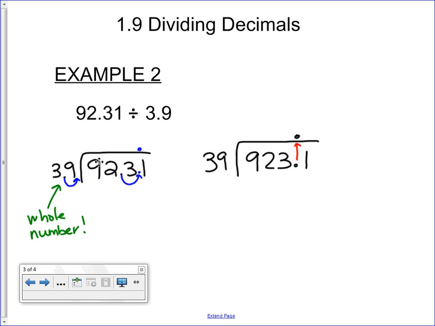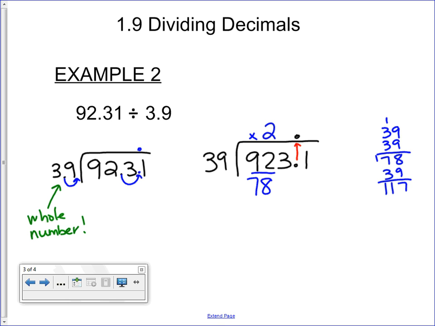Okay, so now it's just like doing whole numbers again. We follow our steps. 39 goes into 9 0 times, because 9 is too small. Now we have to decide how many times does 39 go into 92. Well, again, on your calculator, you can divide 92 by 39. On the side, I'm just going to add my 39s up. And I find that 39 goes into 92 2 times. And 2 times 39 is 78.